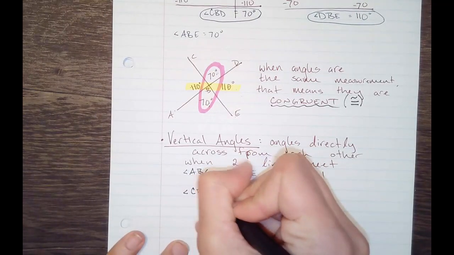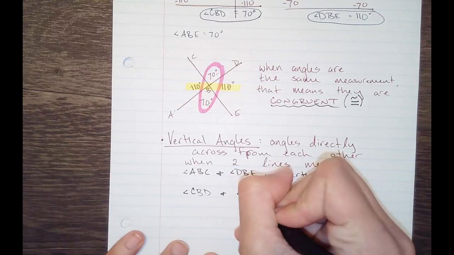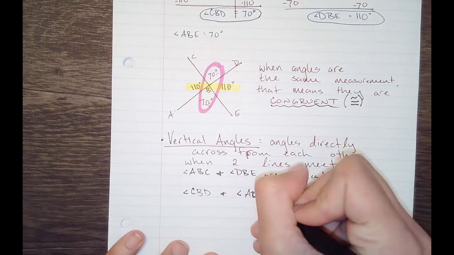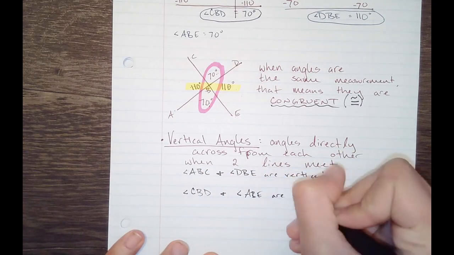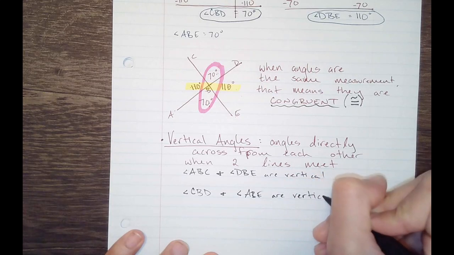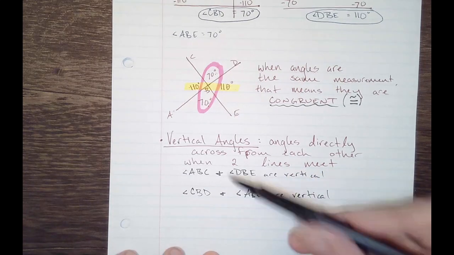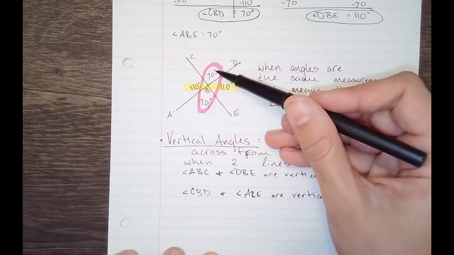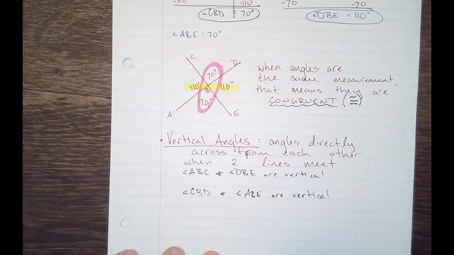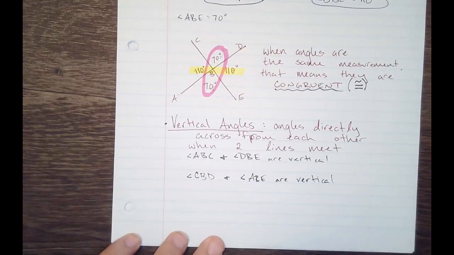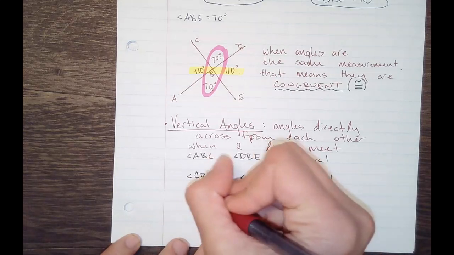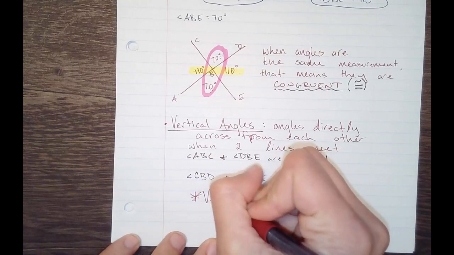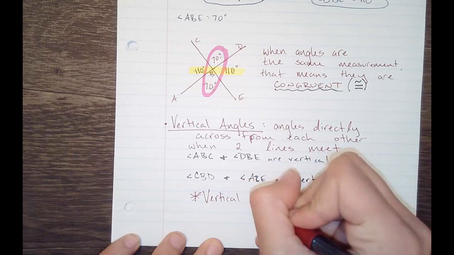Notice our 2 vertical angles here are the same measurement, they're congruent to each other, and then these vertical angles are also congruent to each other. So if you have a figure like this, there's a couple of ways to solve it. You can use knowledge of linear pairs. You can also use your knowledge of vertical angles in order to solve.